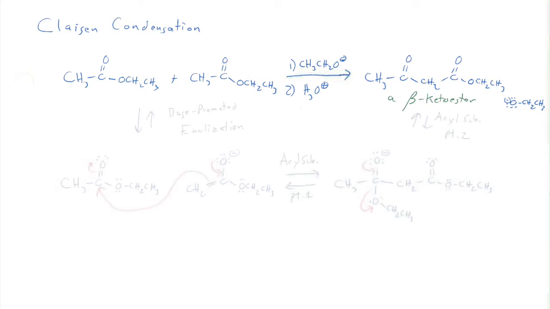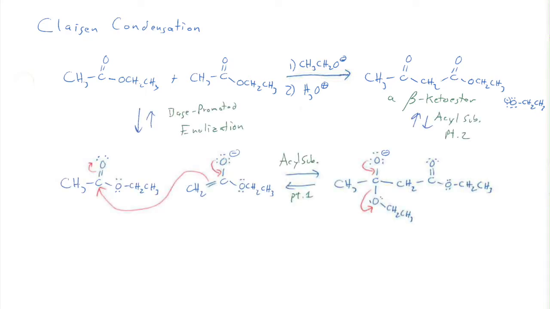Some of this ester molecule is going to get enolized under basic conditions. Here's the enolate, and then it attacks the other ester, the one that didn't get enolized. Now, because it's an acid derivative, remember that acid derivatives do acyl substitutions. So the enolate attacks in the normal way, breaks the carbon-oxygen pi bond, forms a tetrahedral intermediate, which then collapses in the second step of the acyl substitution mechanism, in this case ejecting the alkoxide, ethoxide, to make a carbon-carbon bond.